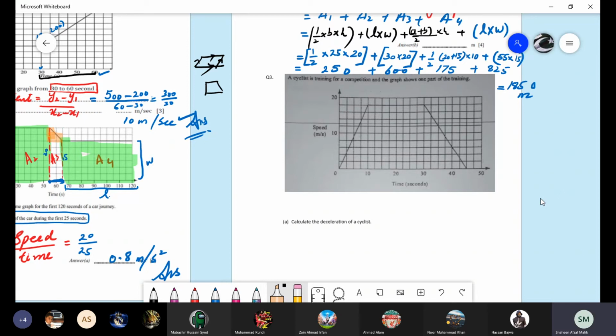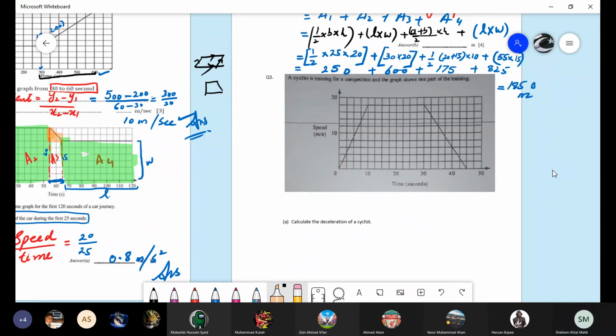Hassan, now the concepts are clear for you, how to do the graphs? Yes, ma'am. Yes, anyone want to solve the last question? Yes, ma'am. Me, I want to solve it. Okay, Mubashir wants to solve. Yes, Mubashir, quickly do it, beta. Ma'am, calculate the deceleration of the cyclist. So, rise over run. Okay.